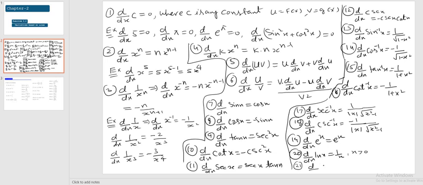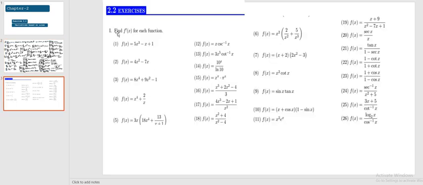d/dx of log x base a is 1 by x into ln of a, and d/dx of a power x is a power x into ln of a. By using these rules, we will try to solve a few questions from exercise 2.2.